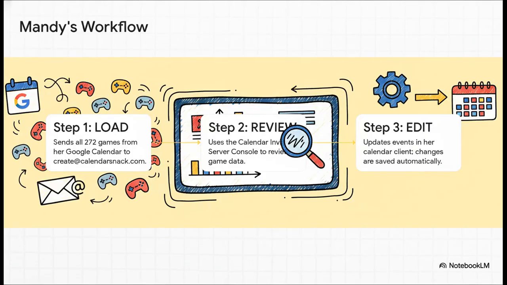So what does this actually look like for Mandy? It's a surprisingly simple three-step dance. First, she just loads up all 272 games by sending them from her normal, everyday Google Calendar to that magic address. Easy. Next, she reviews everything in one central console, just to make sure it all looks good. And the best part? If she needs to change something, she just edits the event in her own calendar, and the system automatically saves the update. No new, complicated software to learn at all.